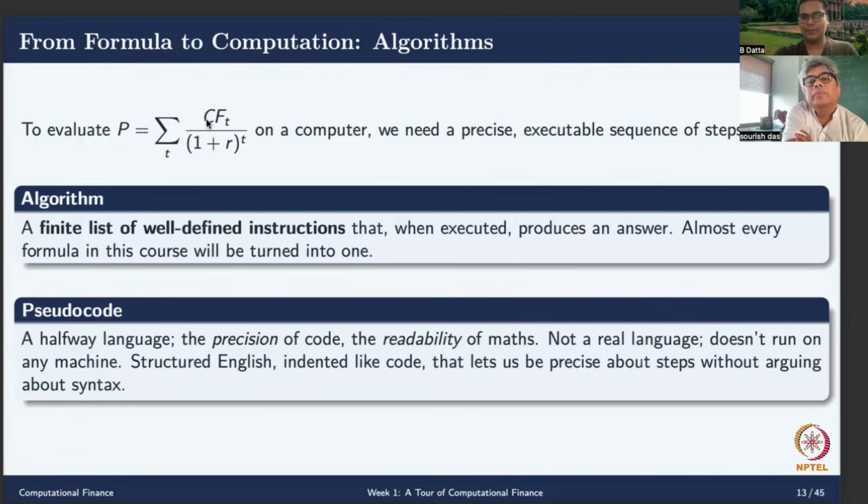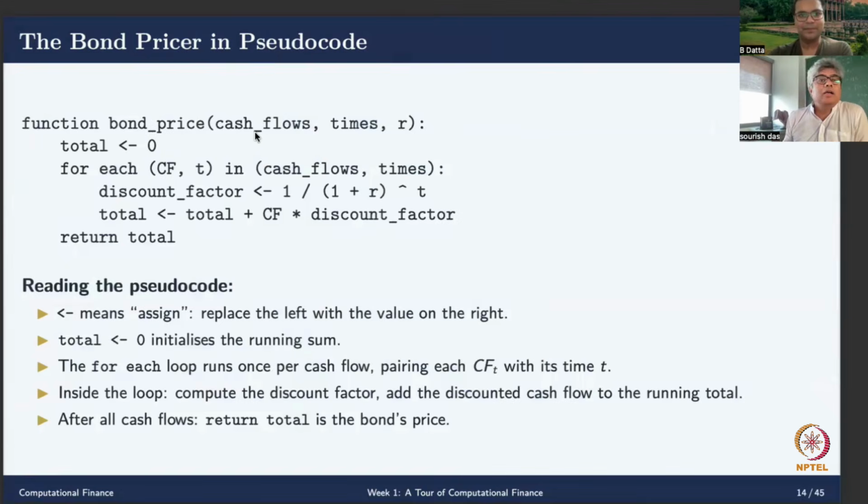So what does all of this mean for our pricing of bonds formulas? Can we look at it? What would the pseudocode for this be, for instance? So for example, what we are saying to a computer is that this is the name of the function. We are calling it bond price.